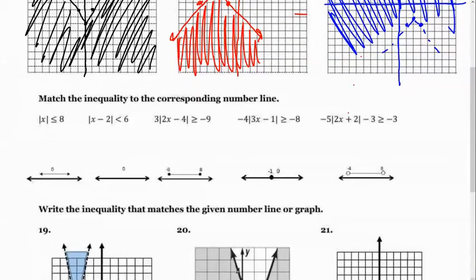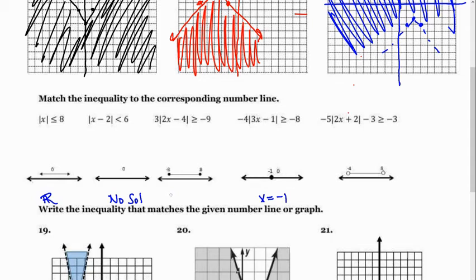So this one here is meant to represent all real numbers. And this one here is meant to represent no solution. Okay, and this one is to represent one answer. And then these are two different "and" solutions here. Hopefully you see that.